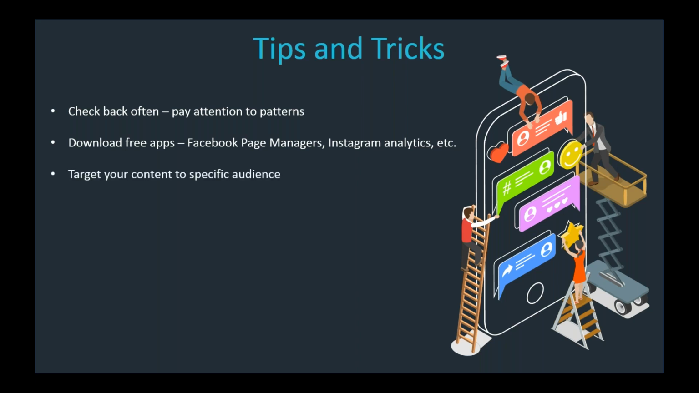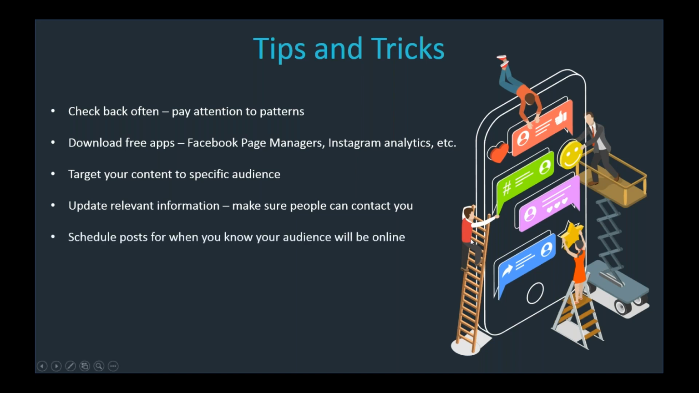Once you have some analytics on your audience, try doing some targeted content, where you're targeting your content to a specific audience a little bit more. And then also, I've said this 1,000 times, make sure that you've updated all of your relevant information. Make sure people can contact you. Make sure your phone number is correct. Make sure your website's correct. All of that, make sure it's correct across the board. And then finally, schedule your posts for when you know your audience will be online. So begin tailoring that content to your audience.